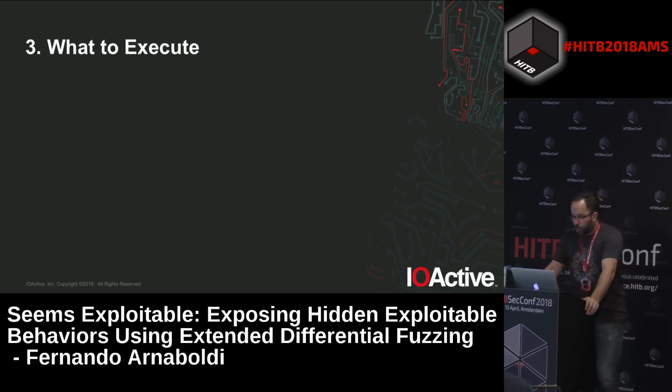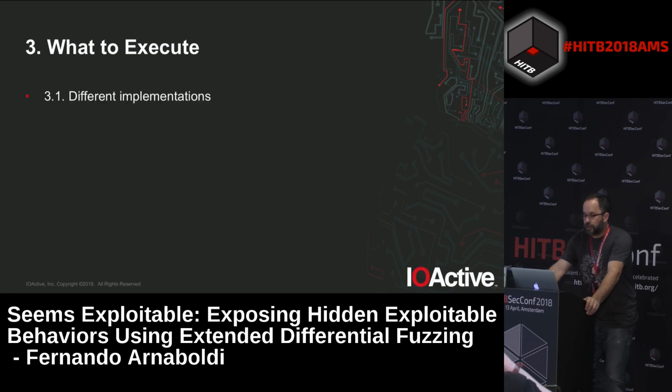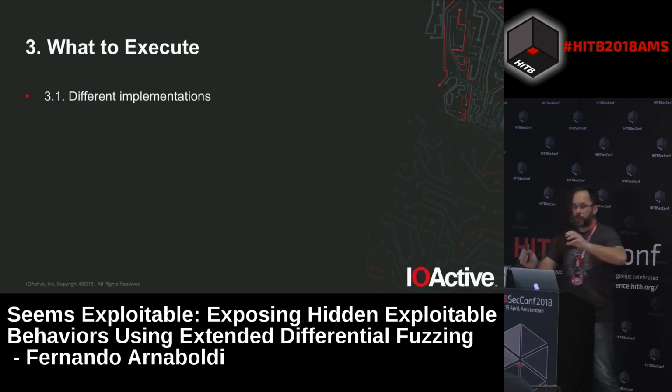So, what can you execute to find these kinds of things? The first thing would be the different implementations. For example, everybody uses browsers. Everybody knows that there are a lot of browsers in the market. You can use all of them. And they do the same thing. They open a web page.